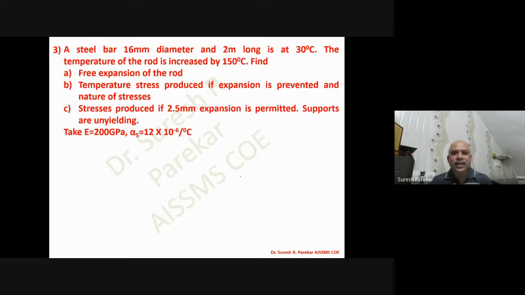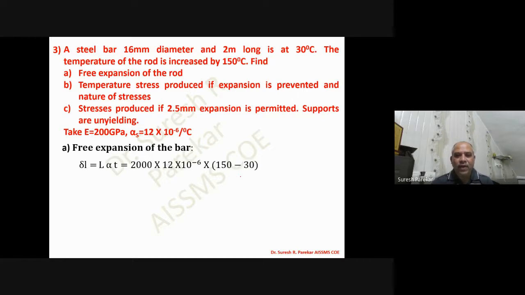Now the third is a steel bar of 16 diameter, 2 meter long, with an initial temperature of 30°, and then it is increased to 150°. We have to find the free expansion, then the stresses if we prevent the expansion of the bar totally, and if we allow expansion of 2.5 millimeter. First, free expansion: delta L equals L alpha T. So we have L 2000, alpha 12 into 10 raised to minus 6, and T from 30 to 150 is 120°, and delta L we will get 2.88 millimeters.